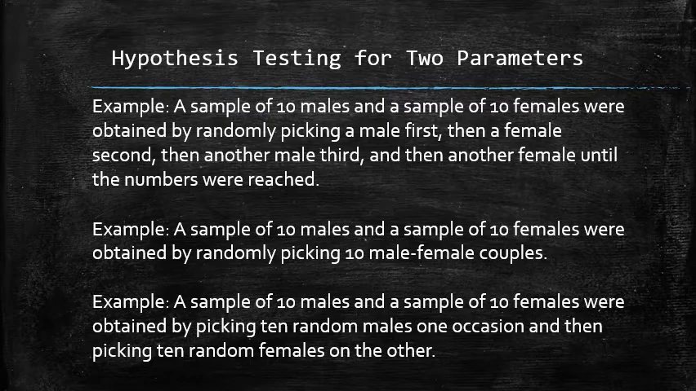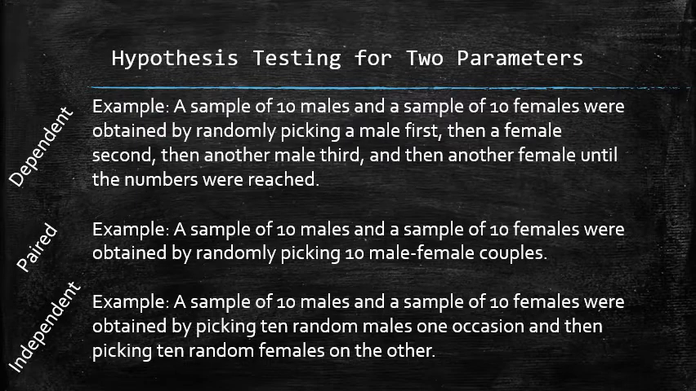Ideally, we want to separate the two samples, so the bottom one is the example of independent samples. The top one is the example of dependent samples. Note that dependency doesn't have to be explicit. And the middle one is the example of paired samples. Other common examples of paired samples are the samples obtained for the same subjects before and after some event.